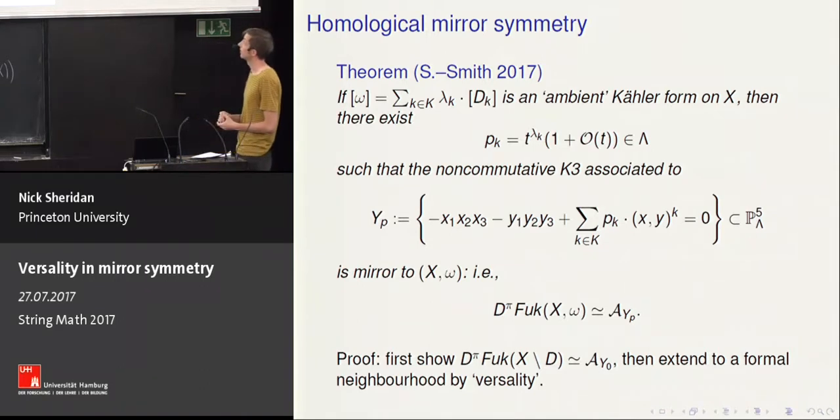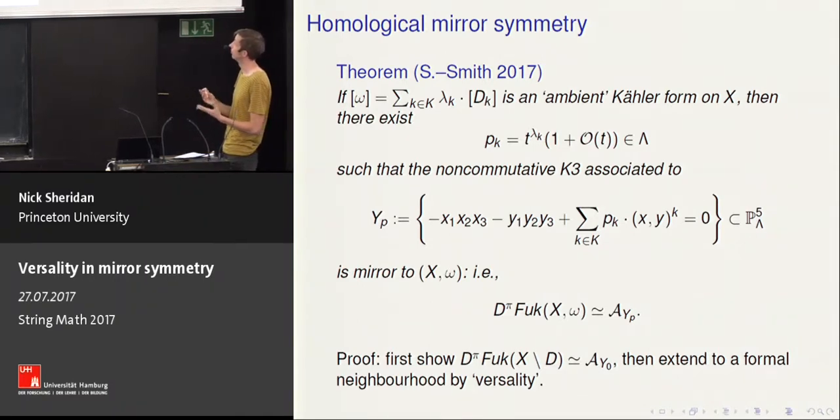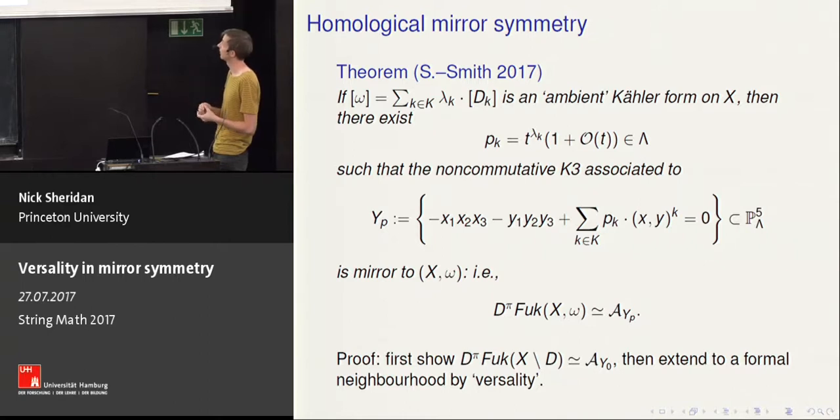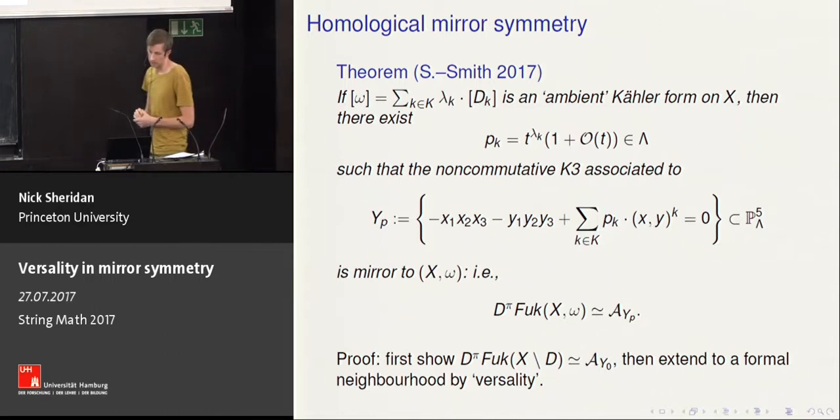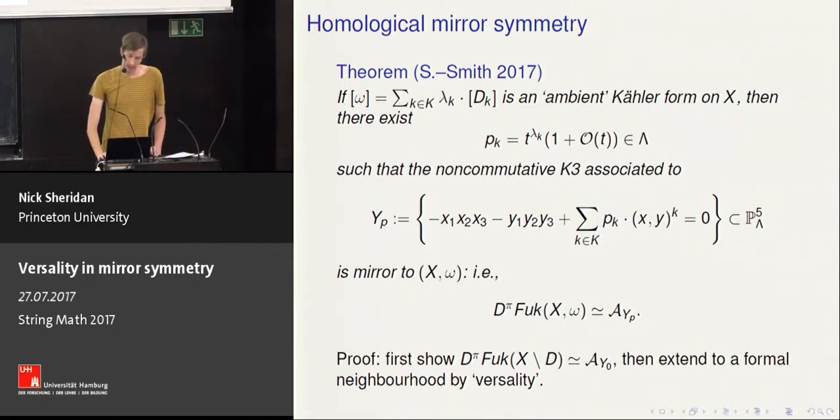Okay, and here is the statement of what I proved with Ivan Smith using this Versality theorem, a homological mirror symmetry theorem for the Kuznetsov category of the cubic fourfold. We suppose that we have some Kähler form on X. Its cohomology class is going to be some combination of the divisor classes that I just described. In fact, this K3 surface I described is called the most algebraic K3 surface. It has Picard rank 20, so we can actually get any Kähler form as a combination of these divisors.